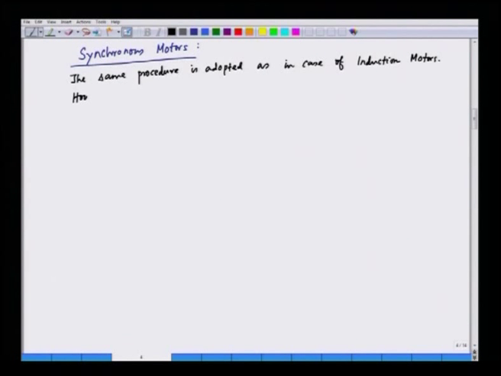However, for synchronous motors, lambda prime, which is equal to the T maximum by T rated, is about 3.5, higher than that of an induction motor. So, we adopt the same procedure that we have followed in case of an induction motor for the synchronous motor, but in this case lambda prime is a little bit higher, it is approximately 3.5, which is the ratio of the peak torque to the rated torque.